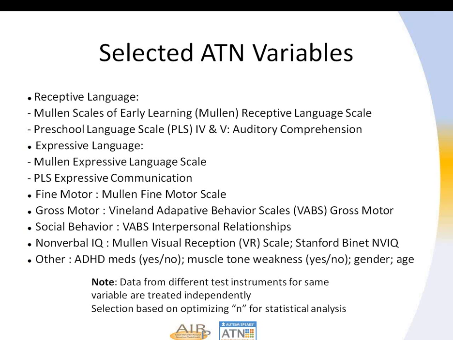And we control for variables like meds, ADHD meds, and muscle tone, age, and gender. For IQ, we used primarily the Mullen visual reception, which is a measure that's popularly used as a proxy for nonverbal IQ, and the Stanford-Binet. Just to clarify also, when we use different tests, we don't combine them in any way because of issues with construct validity and the ability to match across these various measures.